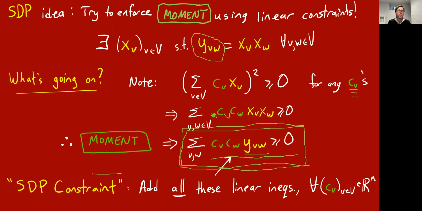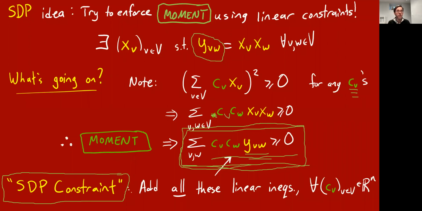And this, what's called the SDP constraint, or what I'll call the SDP constraint, is to imagine adding all of these linear inequalities for all vectors of real numbers C. Now this is actually infinitely many inequalities that we're going to imagine including into a linear program. But remember I told you, the ellipsoid algorithm is so great, it can solve LPs even if you have exponentially many or even infinitely many inequalities, as long as you can do this separation oracle. So I'll talk about this in more detail, but that's where this is going.